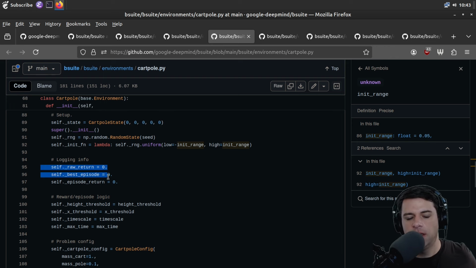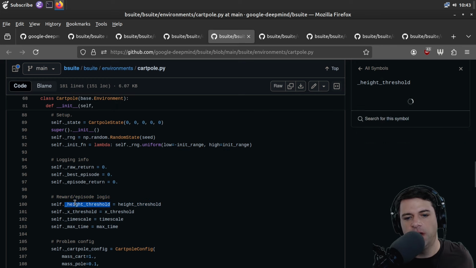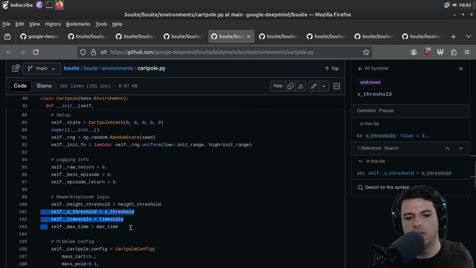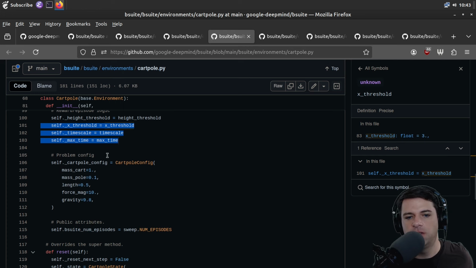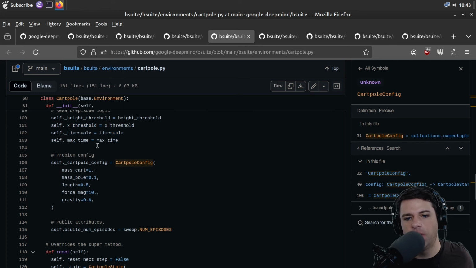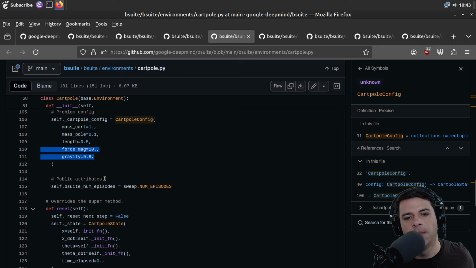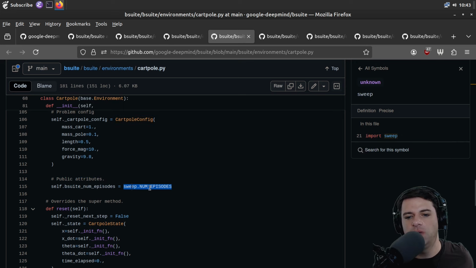So we have some logging and some reward and episode logic. So we have some height threshold, X threshold, and time scale. We're just setting these to the stuff that was passed into the constructor. And then we set up the cart pole config with the mass set to 1, the mass of the pole to 0.1, the length to 0.5, force mag is 10, and gravity is positive 9.8. And we have some public attributes, which is the number of episodes, which we get from the sweep.